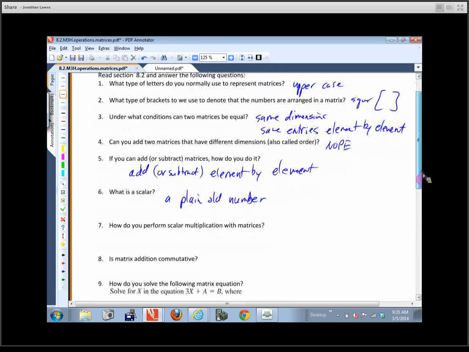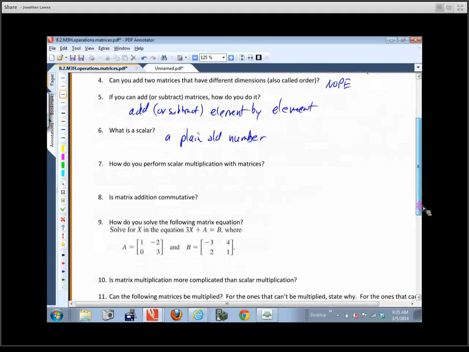Okay, how do you perform scalar multiplication? We could use a word that they probably don't use, but we could all understand what we mean here. You multiply the scalar by all the entries. It's kind of like distributing. So if I had 7 times this matrix here, I'd end up with 7, 14, 21, and 28. It's kind of like just distributing, right?